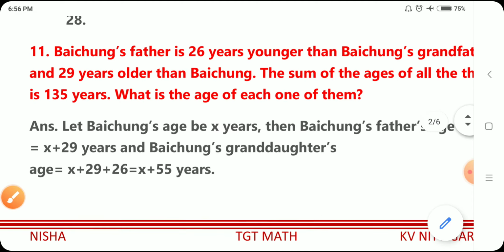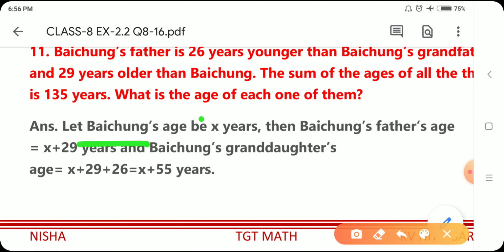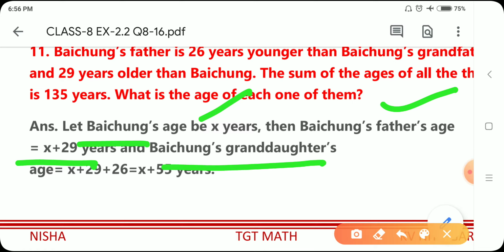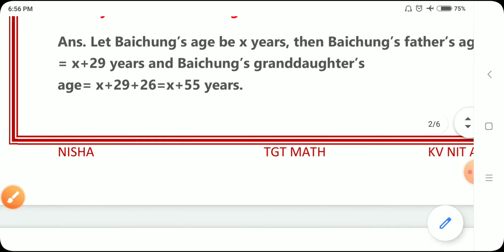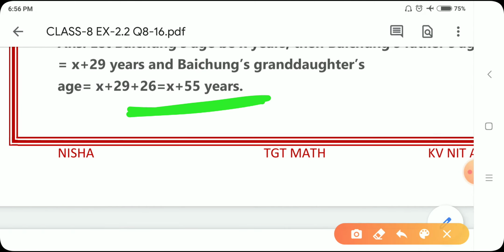So let us take the age of Becheng to be x years. His father is 29 years more than him, so you will write that his father's age is x plus 29, and his grandfather is 26 years more than his father. So you will write that his grandfather's age is x plus 29 plus 26, so his grandfather's age is x plus 55.